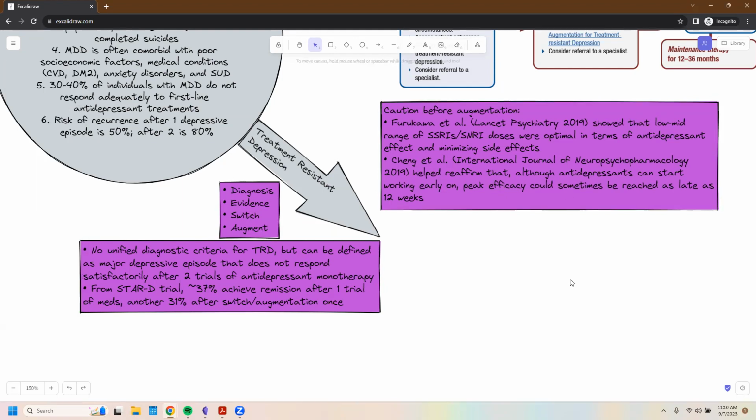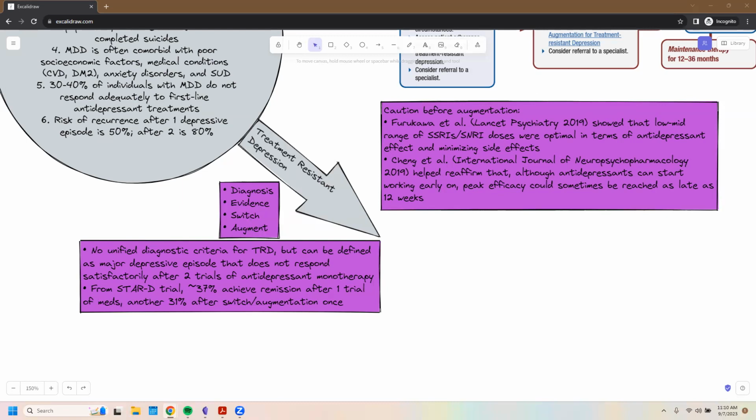And then at that point, you can kind of gauge whether or not adding another medication would be helpful or not. Any questions on this more evidence stuff before I move on to the actual augmentation strategies?